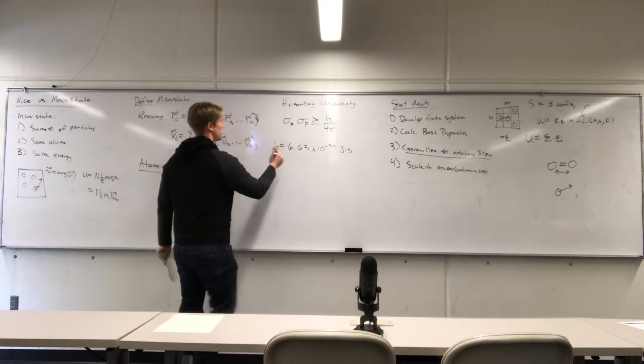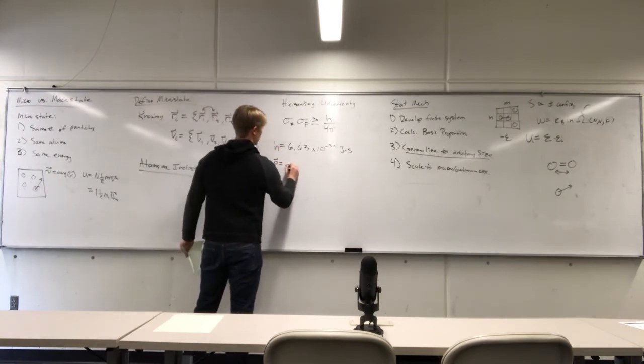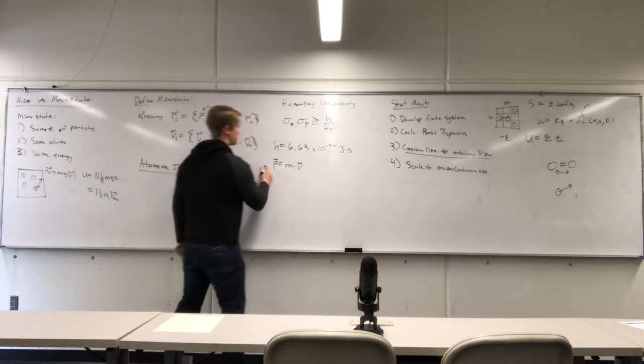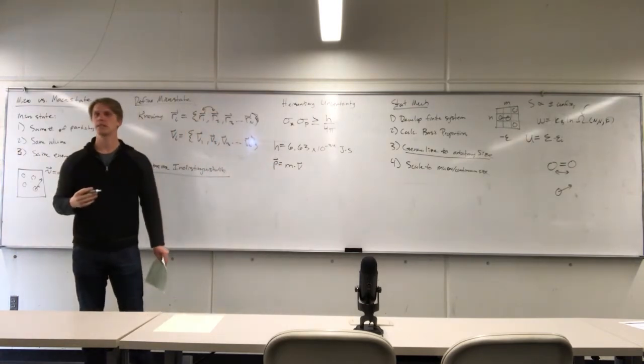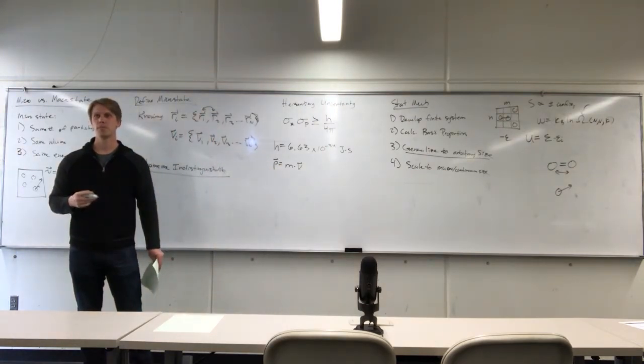So what the uncertainty principle says here, and then let's just define momentum really quickly. Momentum is just the mass times the velocity. In this case, it's a vector, so it's a dot.